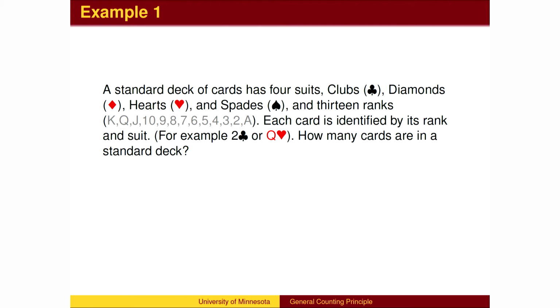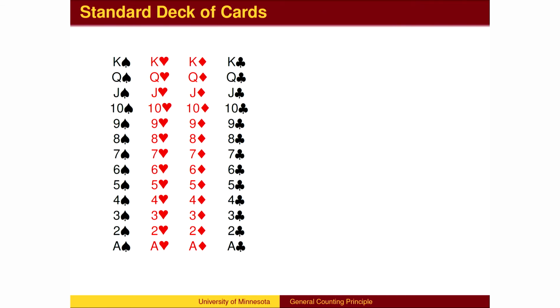Here's an example. A deck of cards has 4 suits. Each has 13 values, king, queen, jack, on down to ace. How many cards are there in a deck? To get the answer, multiply 4 times 13 to get 52 cards. Here's a visual of the deck of cards.